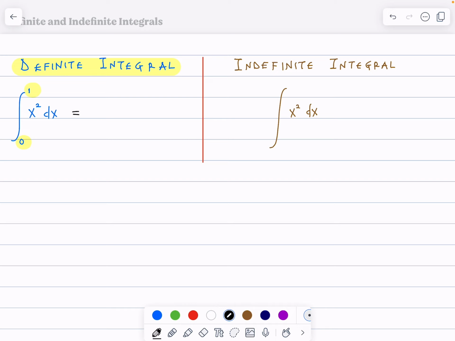To evaluate this integral, using the power rule, you just add 1 to the power, 2 plus 1, and then you divide by the new power, which is 3, 2 plus 1, right? And because this is a definite integral, you still put the bounds 0 to 1. And this is just x to the power of 3 over 3, from 0 to 1.